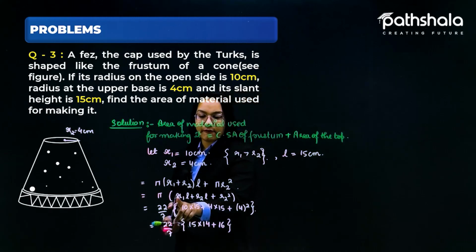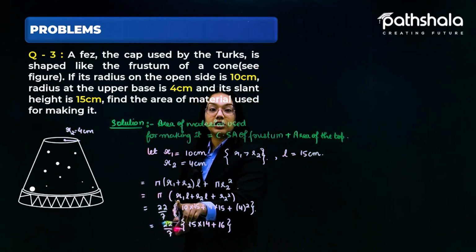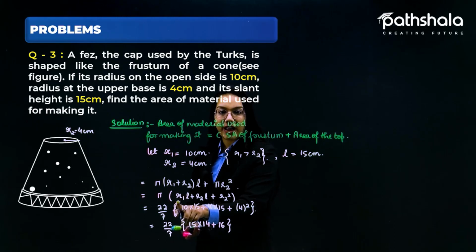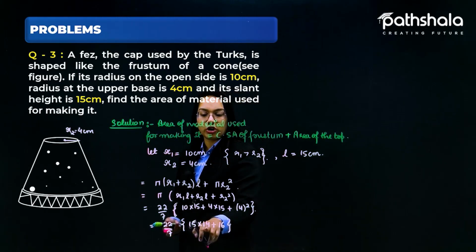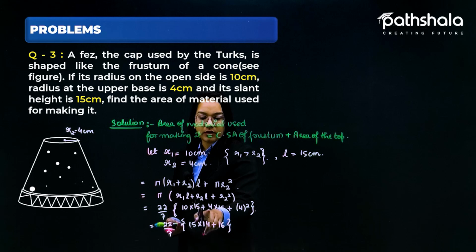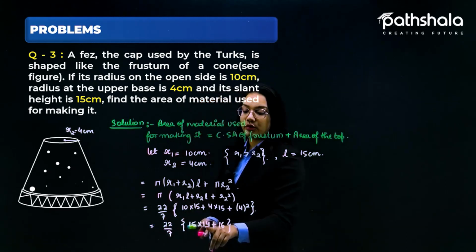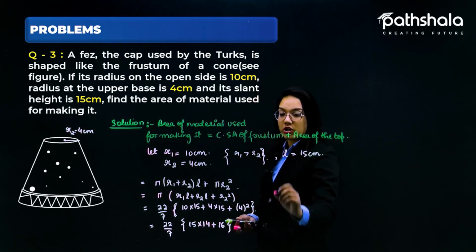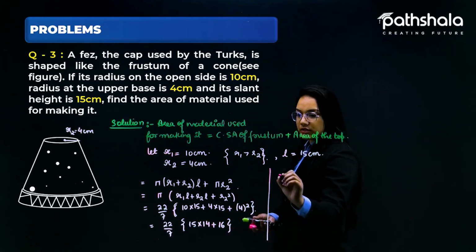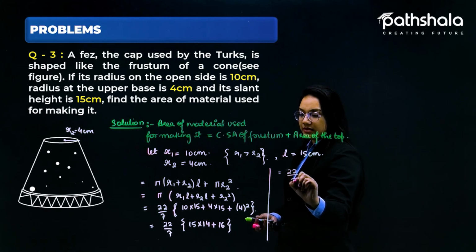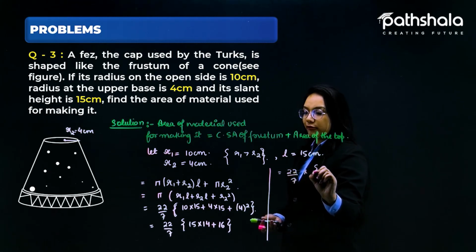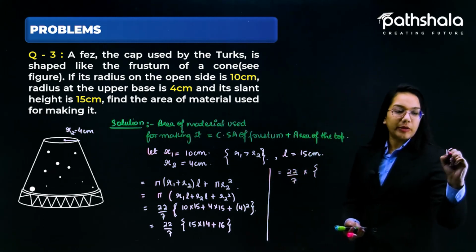As you can see, R1 plus R2, which is 10 plus 4, comes out to be 14. And further we have 15. So this is 15 into 14 plus 16. Let's sort it out. So the value is 22 by 7 into 15 and 14. Let's take the multiplication of it.